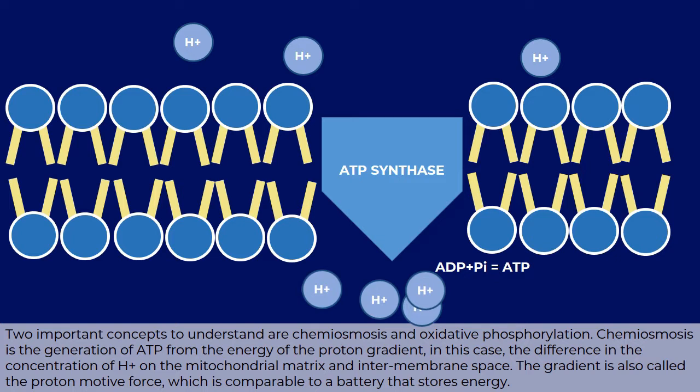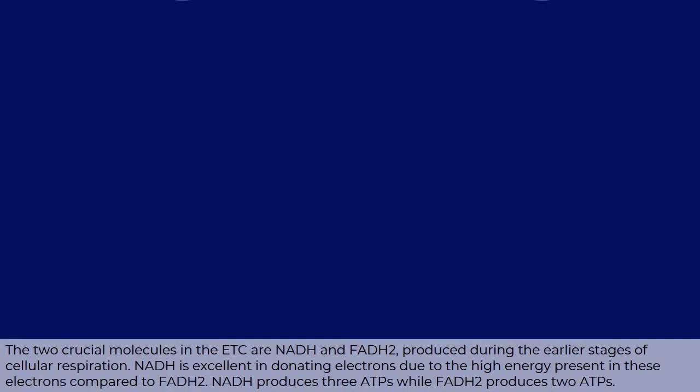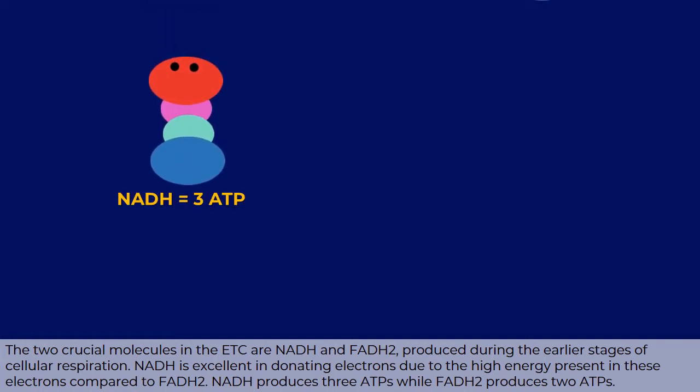The gradient is also called the proton motive force, which is comparable to a battery that stores energy. On the other hand, oxidative phosphorylation is the process of using the energy released from the oxidation of molecules to form ATP. It is generally the result of ETC and chemiosmosis. The two crucial molecules in the ETC are NADH and FADH2, produced during the earlier stages of cellular respiration. NADH is excellent in donating electrons due to the high energy present in these electrons compared to FADH2.